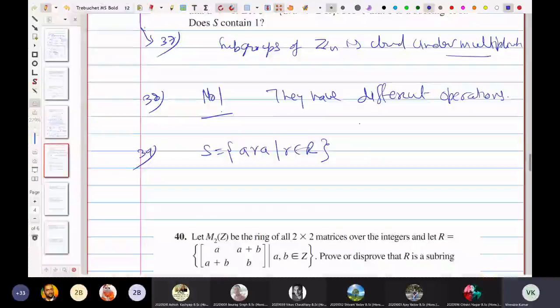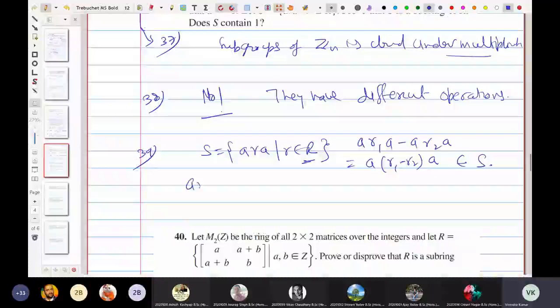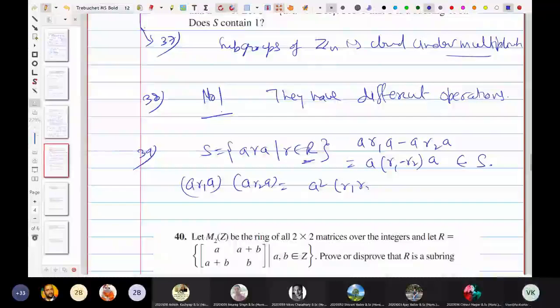So we can take a r1 a minus a r2 a, and this equals a (r1 minus r2) a, taking a common. Because R is a ring, r1 minus r2 is also going to be in R, so this belongs to S. And about the product, a r1 a times a r2 a equals a squared r1 r2 a.